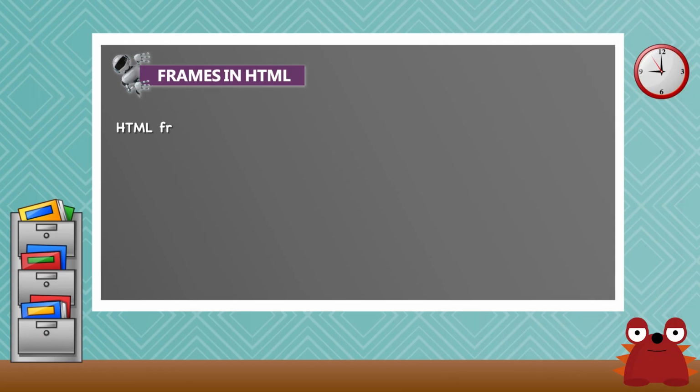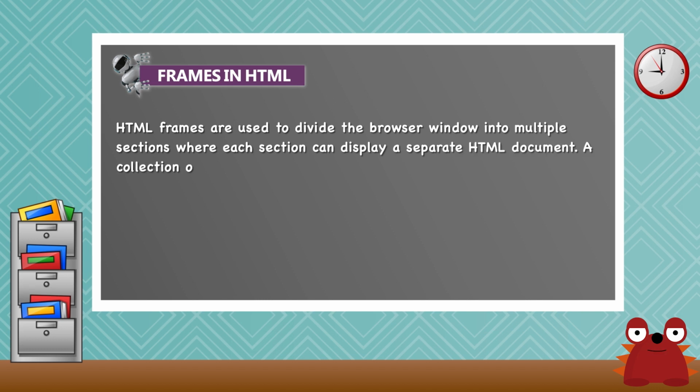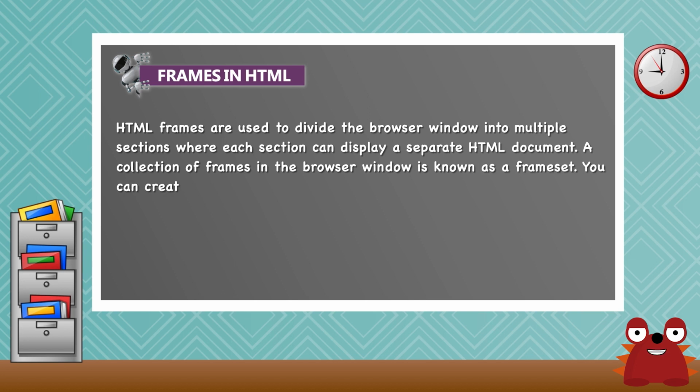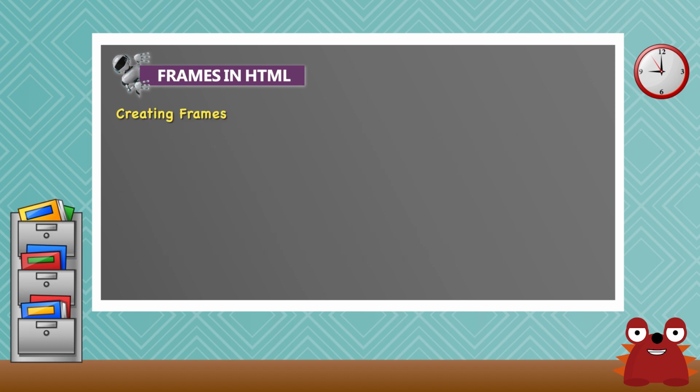Moving further with frames in HTML. HTML frames are used to divide the browser window into multiple sections where each section can display a separate HTML document. A collection of frames in the browser window is known as a frameset. You can create multiple frames in a web page, or by using the concept of frames, you can view multiple web pages in a single window. A frame is also called a sub-window. Let's learn creating frames now.